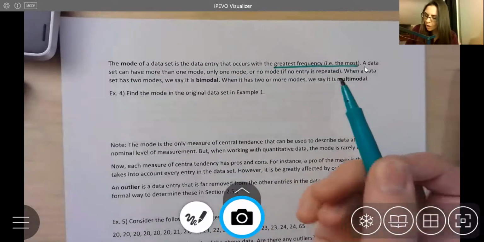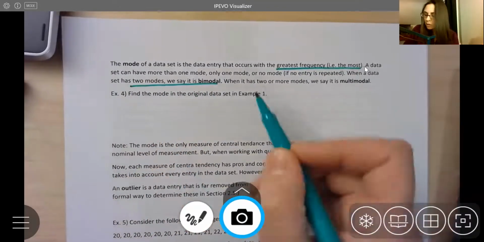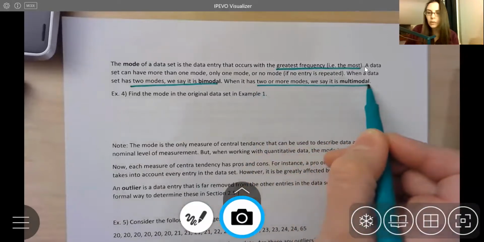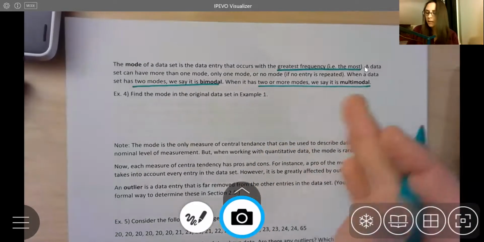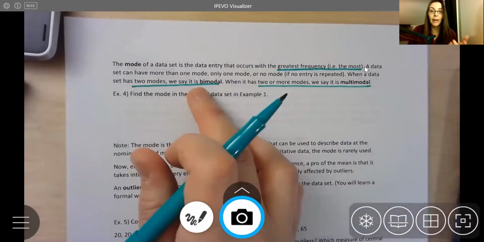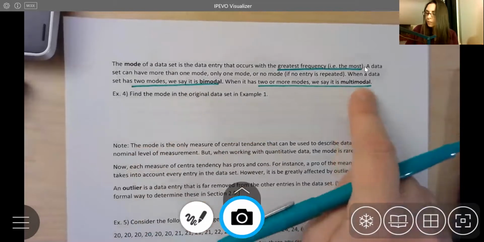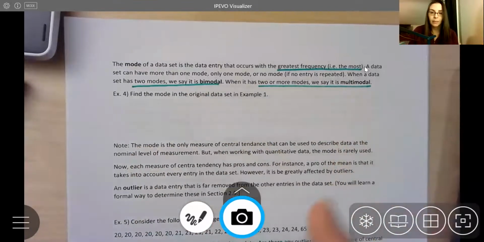If it has 2 modes, we call this bimodal. And if it has 2 or more modes, we say it's multimodal. So if it's exactly 2, instead of saying multimodal, we'll say bimodal and be specific. Bi means 2, right? Think about a bicycle has 2 wheels, for instance. And multimodal means it has more than 1 mode, which can happen. If there is no number that repeats more than once, then we say that there's no mode. So you don't have to have a mode. You need to have at least a data entry repeating to have a mode.